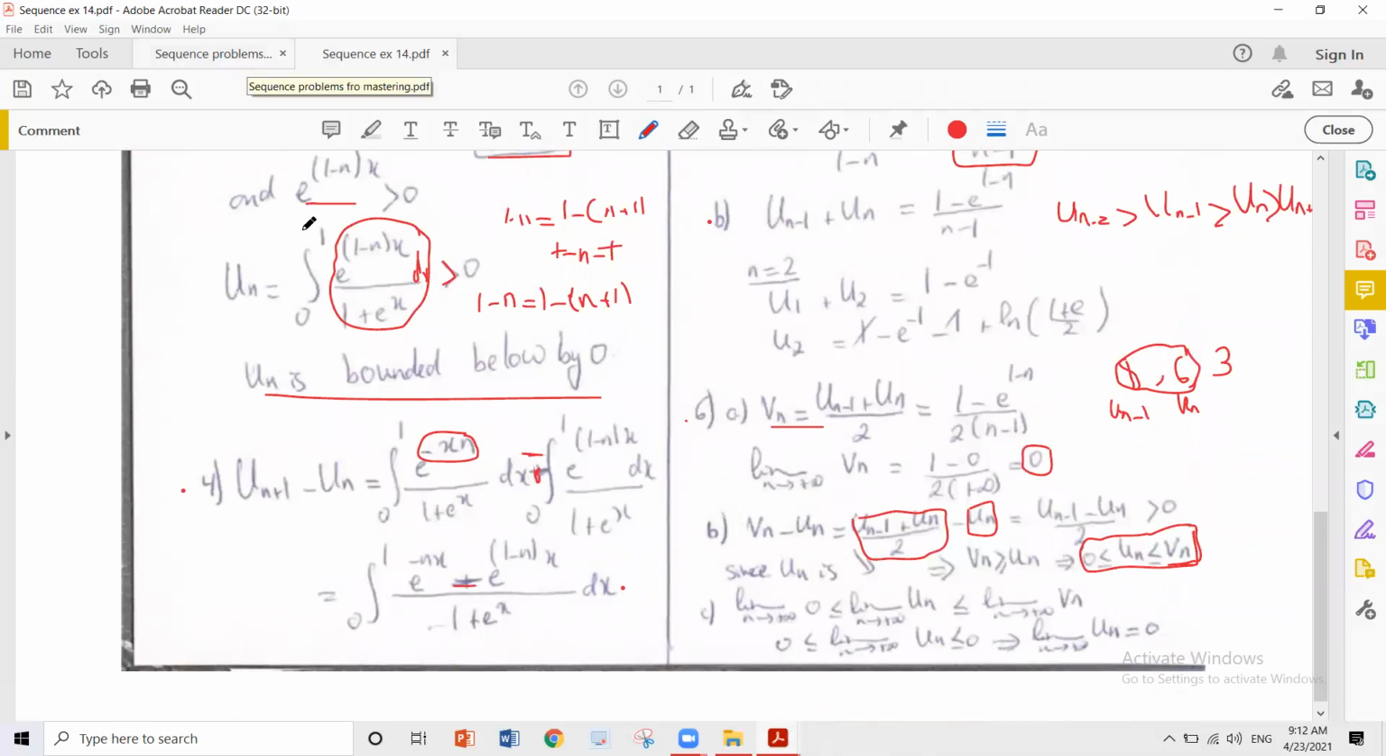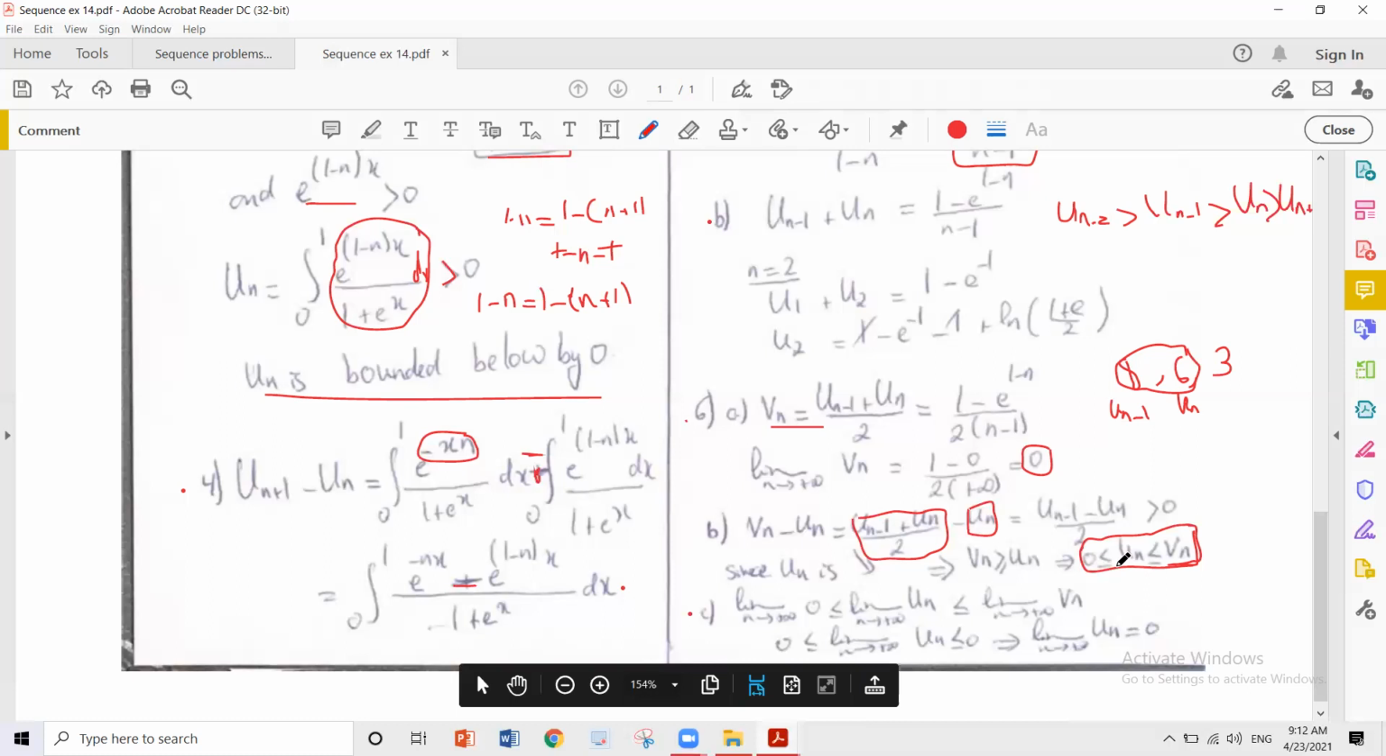Finally, deduce the limit as n tends to plus infinity. We use the sandwich theorem. We know that un is between 0 and Vn from the previous part. We take the limit as n tends to plus infinity: 0 is less than the limit of un, which is less than the limit of Vn. But Vn turned out to be 0; we proved that the limit of Vn is 0. So the limit of un is between 0 and 0. According to the sandwich theorem, the limit of un is equal to 0.